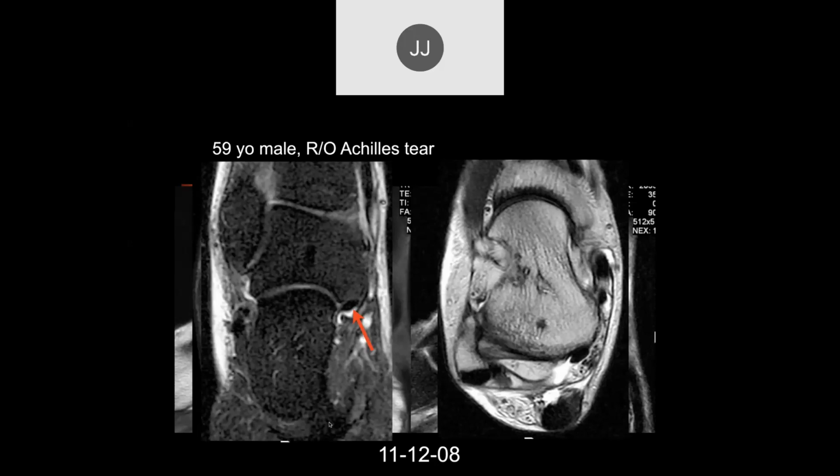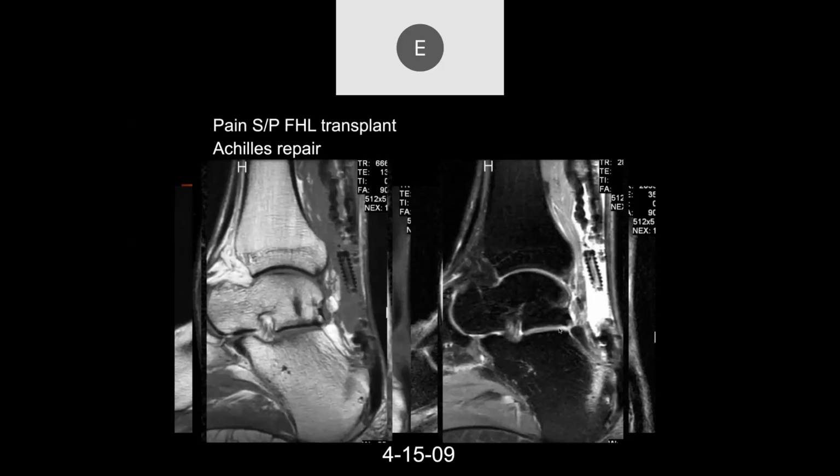Okay. And what tendon is this? That's the flexor hallucis longus. Right. Okay. So this is that same.